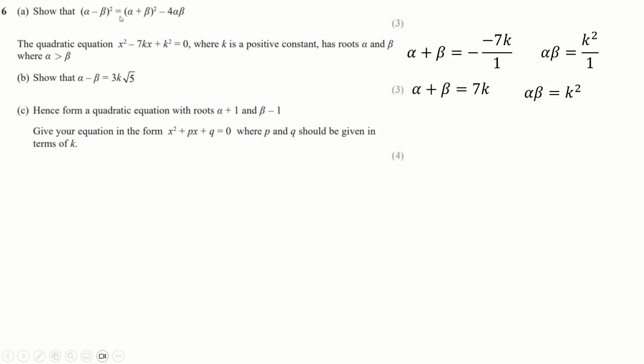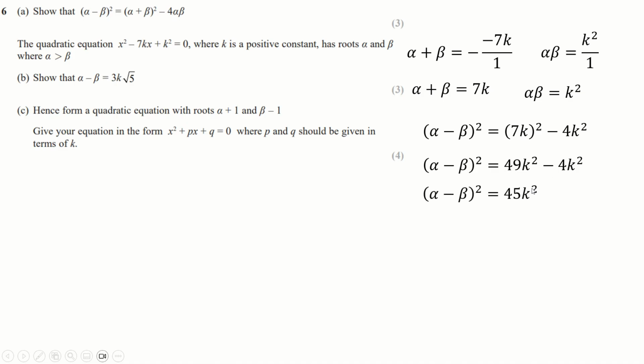So alpha minus beta squared is alpha plus beta squared, which is 7k squared, minus 4 lots of alpha beta, which is 4k squared. This is 49k squared, minus 4k squared is 45k squared. Square roots, the square root of 45 is 3 root 5, because it's 9 times 5, then you root 9 for the 3. Of course, there's a plus minus there, but it's told you alpha is bigger than beta, so therefore alpha minus beta is bigger than 0, and therefore our answer is 3 root 5k, and you just need to explain that for the final mark.